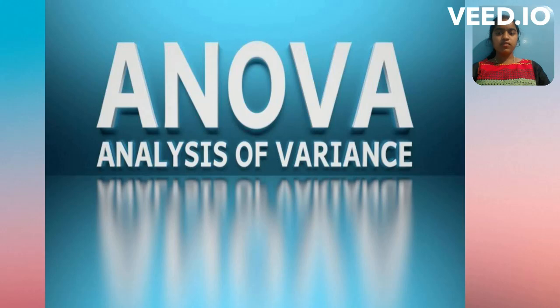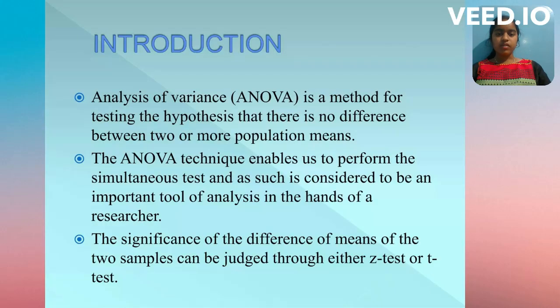In this video, I am going to discuss about ANOVA. Introduction. Analysis of variance is a method for testing the hypothesis that there is no difference between two or more population means. The ANOVA technique enables us to perform the simultaneous test and as such is considered to be an important tool of analysis in the hands of a researcher.